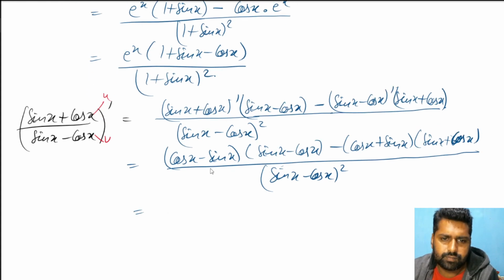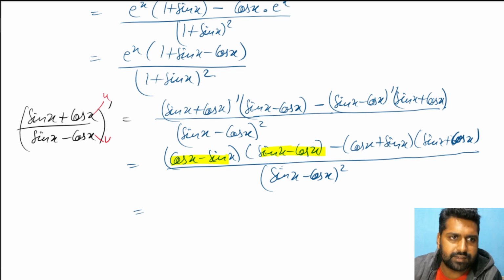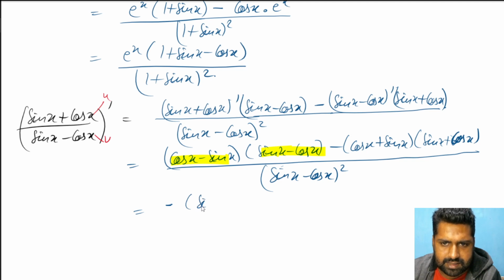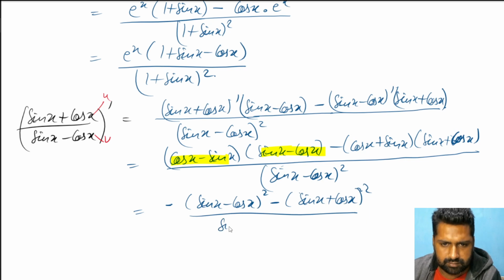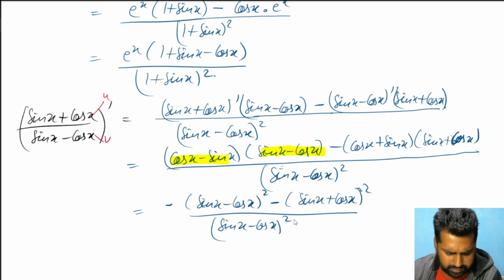Now you can see these two terms are technically the same. It's just that there is a difference in sign. So what you can do is take negative common and it will be sin x minus cos x whole square, and this one is sin x plus cos x. Sin x plus cos x written twice, so sin x plus cos x whole square, and the denominator is sin x minus cos x whole square.